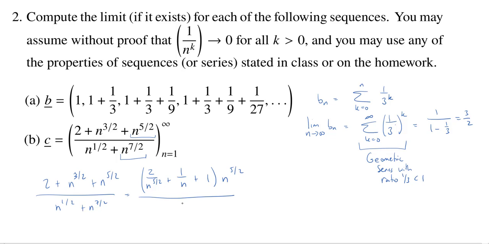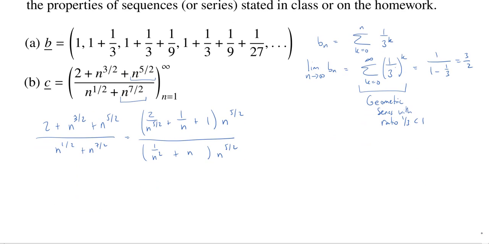In the bottom I do the same thing. I'll factor out an n to the 5/2, and what's left over? 1/2 minus 5/2 is negative 4/2, so that's going to be 1 over n squared. And then 7/2 minus 5/2 is 2/2, which is just 1, so this will be plus n. Now these are going to cancel, because my n is starting at 1, so n is definitely not 0. So these are going to go away. And I'm just left with 2 over n to the 5/2 plus 1 over n plus 1, over 1 over n squared plus n.